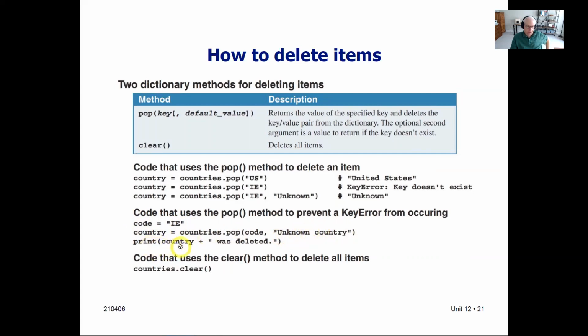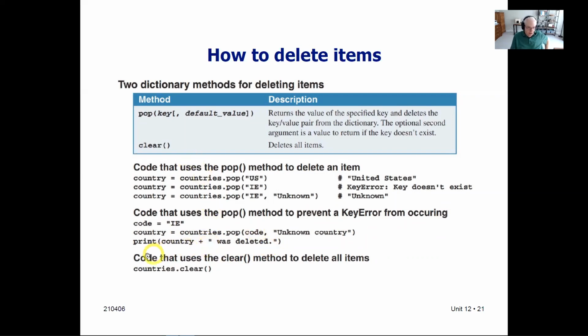And then we can print country was deleted. And so if there's not a key, it would just say unknown country was deleted, I guess. I think maybe an if statement would be neater in that case. Still, it's just so easy, but you see how that works.